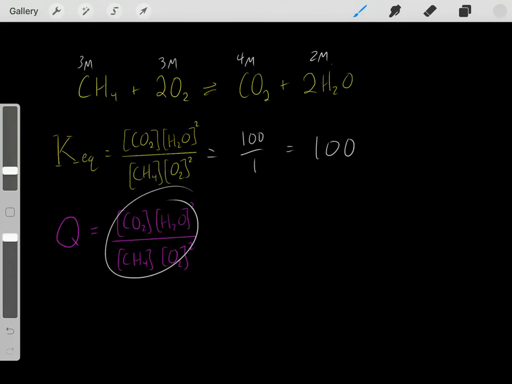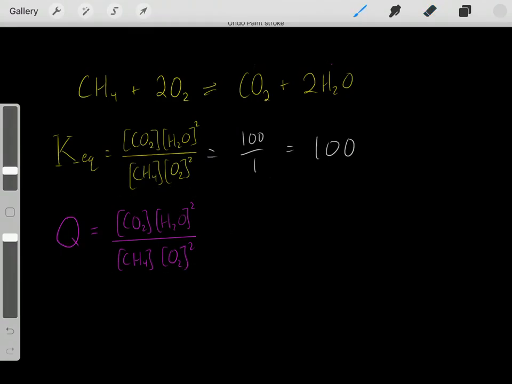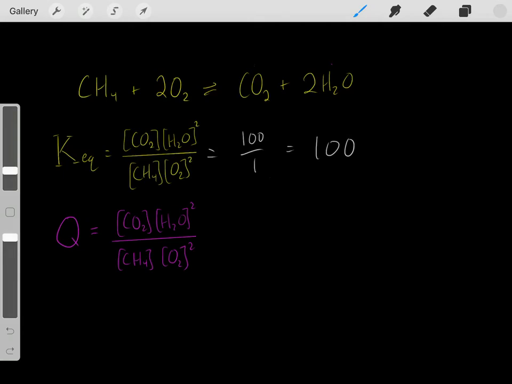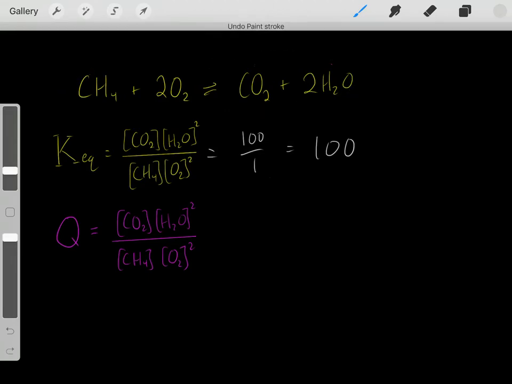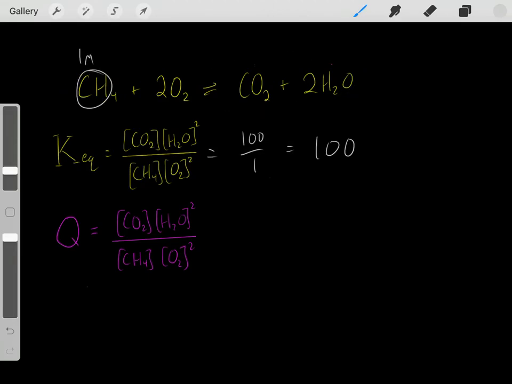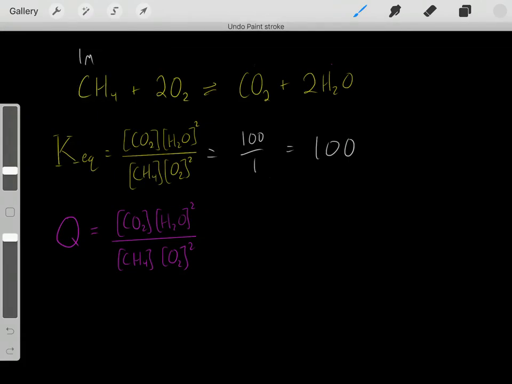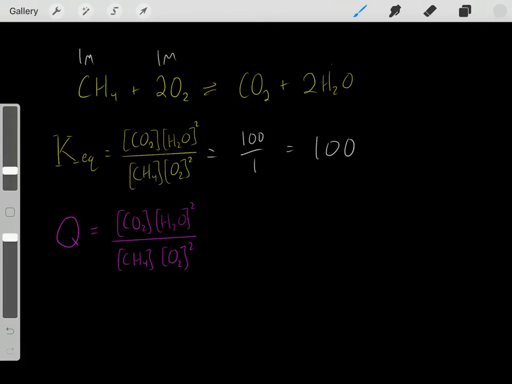However, this reaction quotient is different. Rather than plugging in the equilibrium concentrations, this reaction quotient gives us a snapshot picture of where the reaction currently is, the current conditions, the prevailing conditions of the reaction. For example, let's say we have this reaction, with 1 molar of these reactants and 1 molar of these products. So we have this current condition, this prevailing condition.